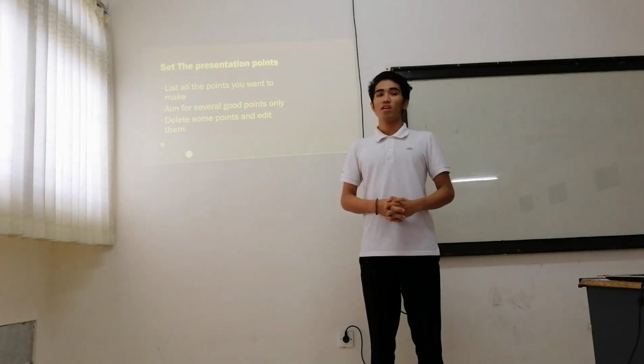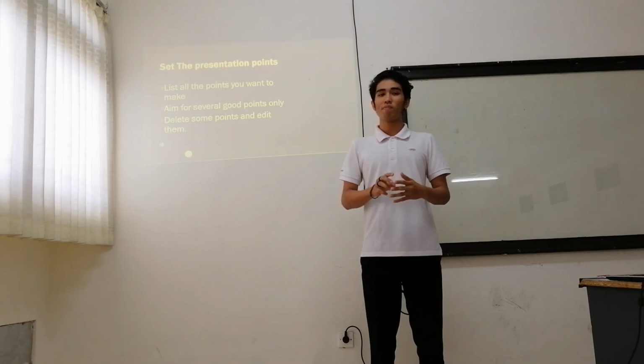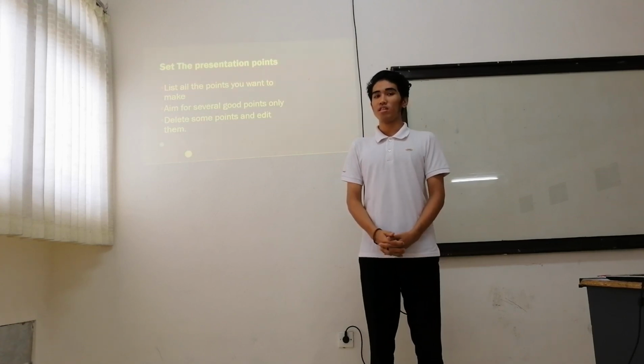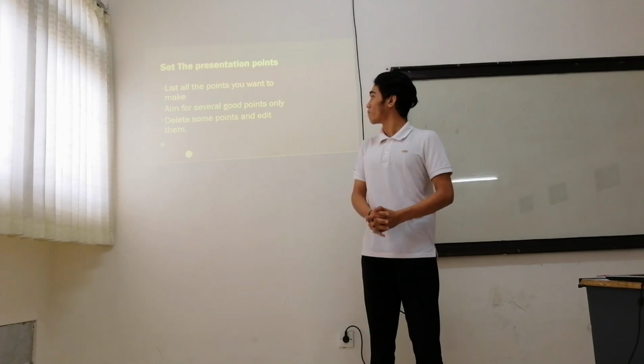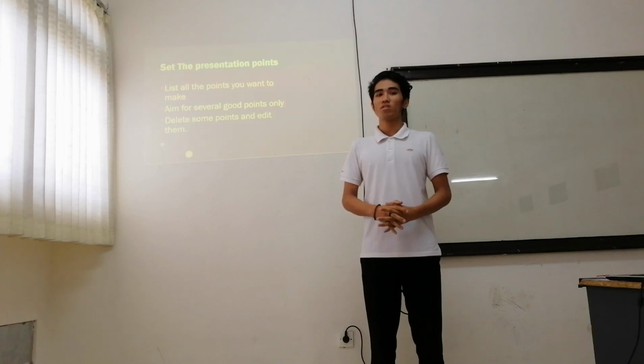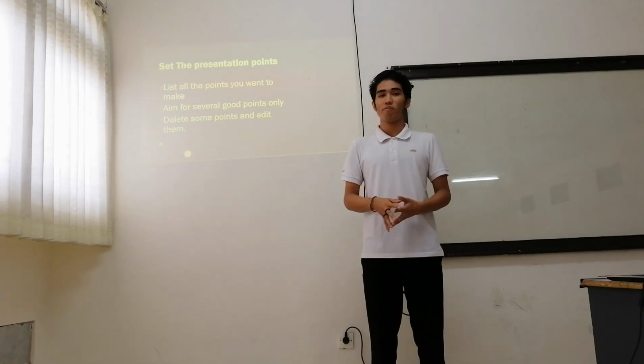After you list the whole thing about your presentation, just select the good and the big points of the topic that you want to present. For example, if you have 10 points in the first step, then you select just 3 or 5 points for your presentation. And then after that, you can delete some points that feel inappropriate for the presentation, and you can also edit them to become example points for your first 3 or 5 main points.